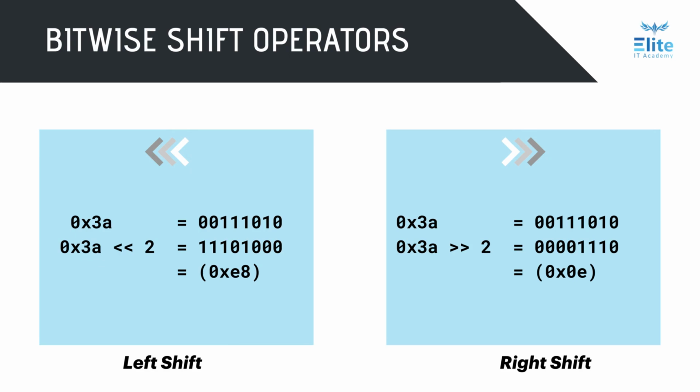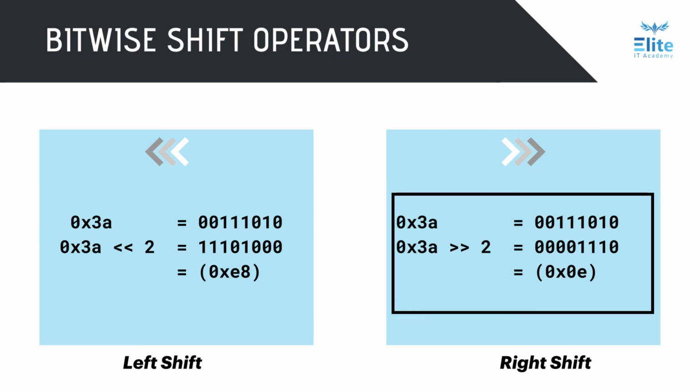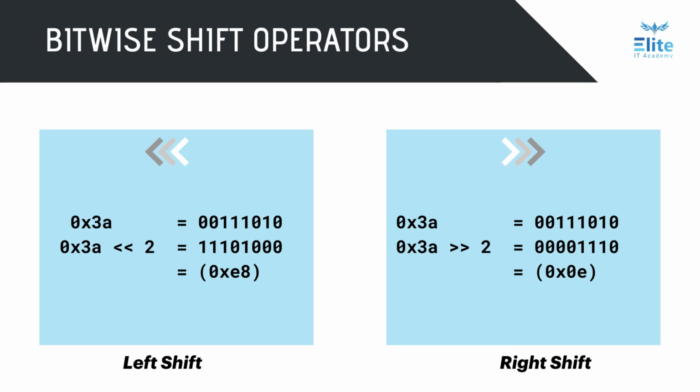Finally, the remaining two bitwise operators are the left shift and the right shift operators. The left shift operator shifts the bits to the left by a number of positions specified, padding it with zeros on the right. Similarly, the right shift operator shifts the bits to the right, padding zeros to the left. The examples here show the left shift and the right shift operators in action.